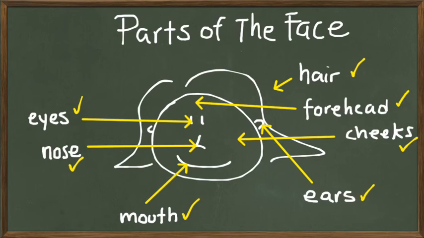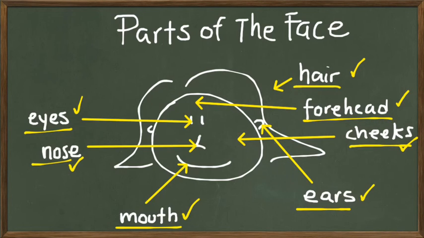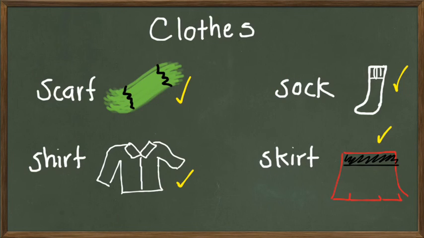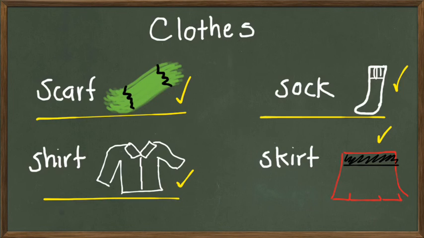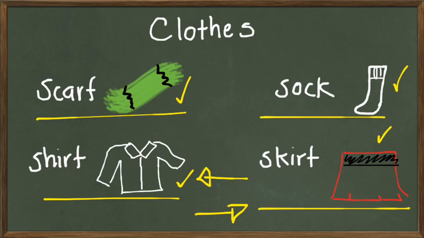Parts of the face, just like in kindergarten: eyes, nose, mouth, ears, cheeks, forehead, and hair. If you want to know more parts of the body or parts of the face, don't forget to ask your teacher in class. Clothes: scarf, shirt, sock, and skirt. Be careful with these two. When you pronounce them, they sound very similar, so make sure you make the right sound.